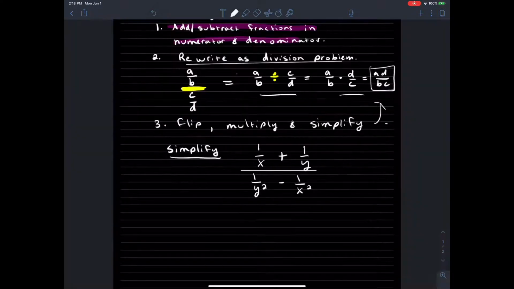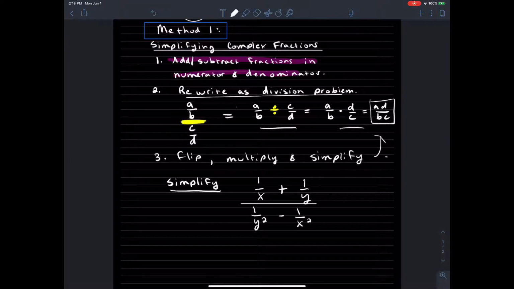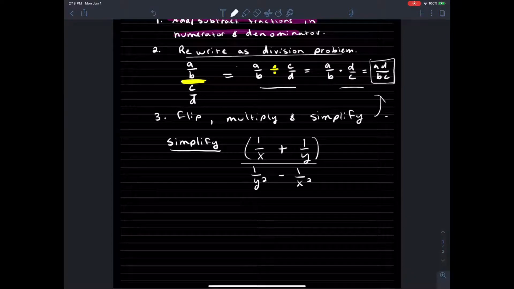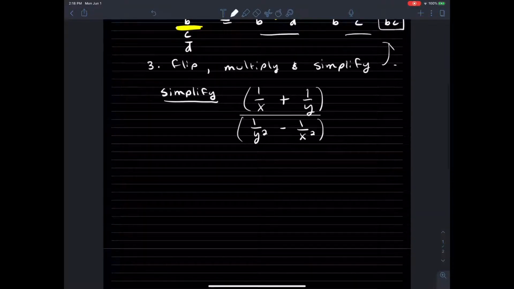So let's do one. Okay, so we're going to simplify this fraction. What we're going to do is add or subtract fractions in the numerator and/or the denominator. So basically we're going to add these two fractions and add these two fractions. Find a common denominator, just like you did in that last video, and combine them. So 1 over x plus 1 over y. My common denominator for the numerator is xy. My LCD is xy. We have an x here. We need the y on the bottom and the top. Here, I multiply top and bottom by x.